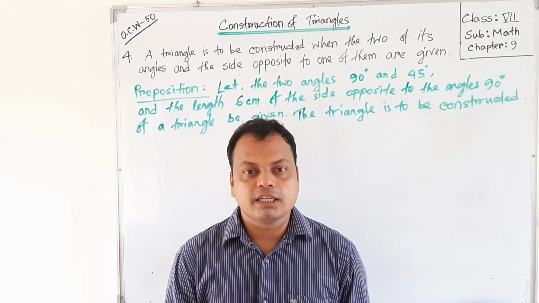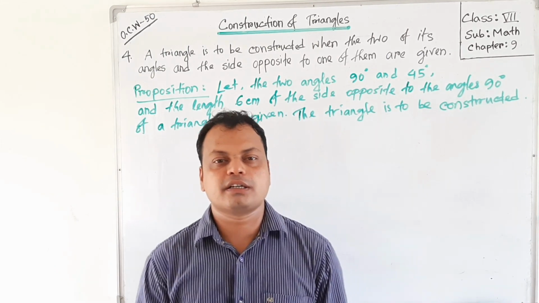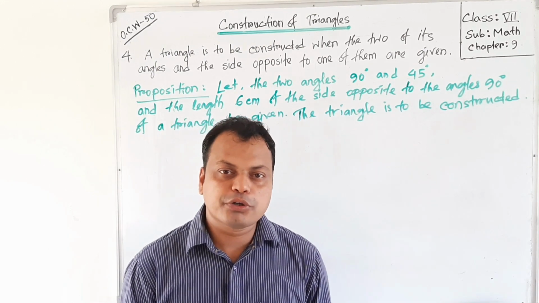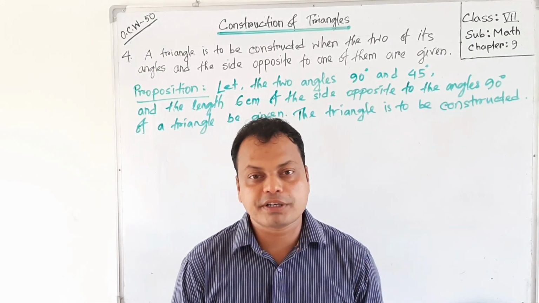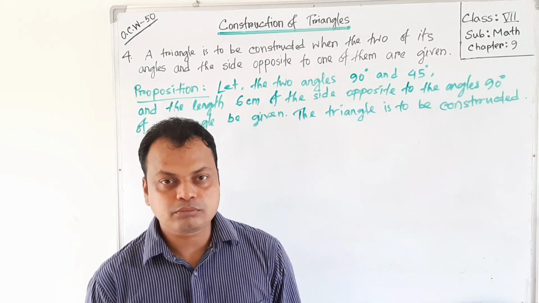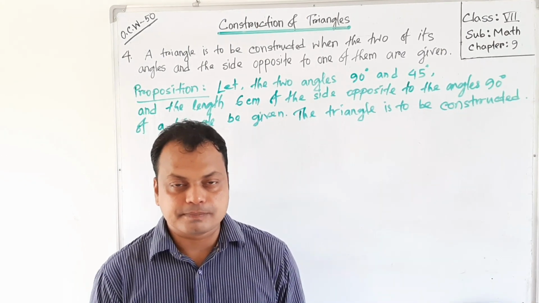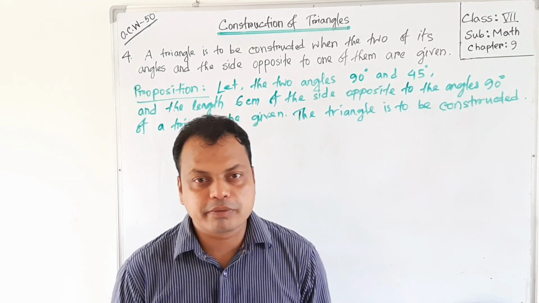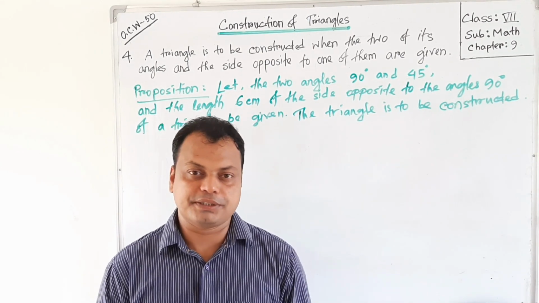Dear students, in the previous class we have solved maths of exercise 7.3. Today I am going to take a class on geometry, chapter 9, construction of triangles. So what is a triangle? A triangle is a figure which is bounded by three line segments.